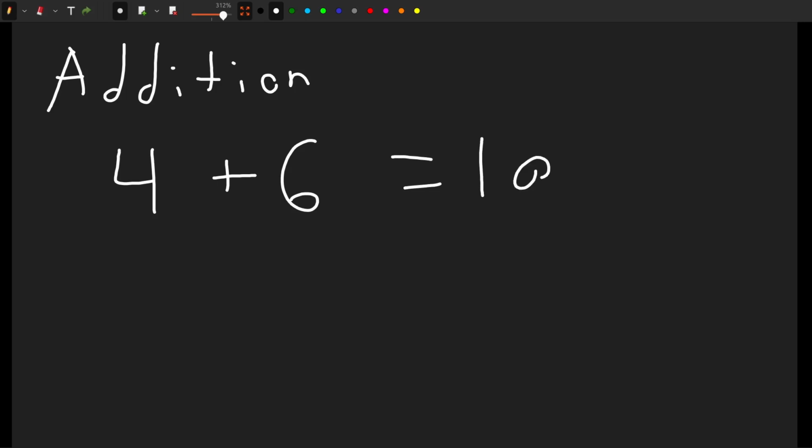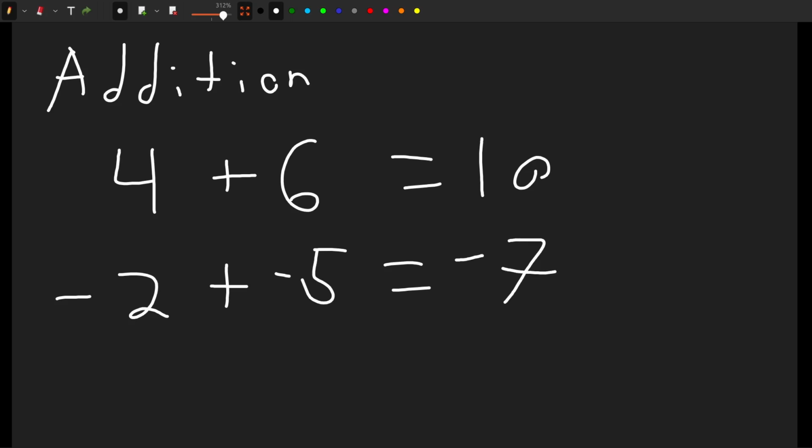Now, if they have a negative symbol in front of them, so for example, -2 plus -5, we can simply not think about the negative sign in front of it, and say, well, 2 plus 5 is 7, and then simply add the negative back. And so then we get -7.